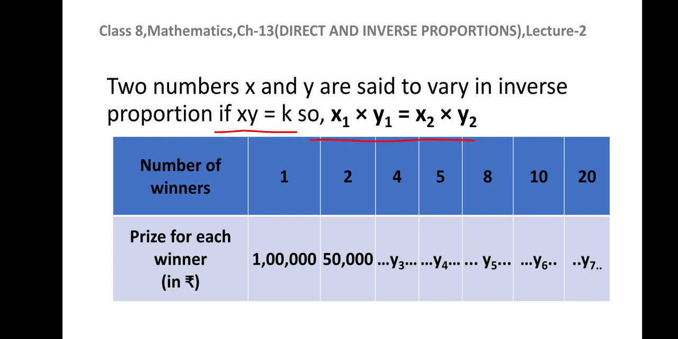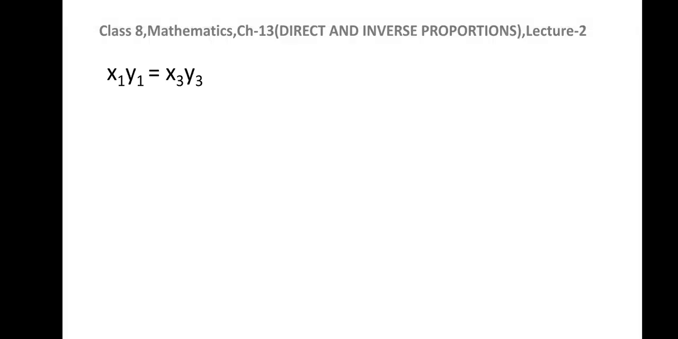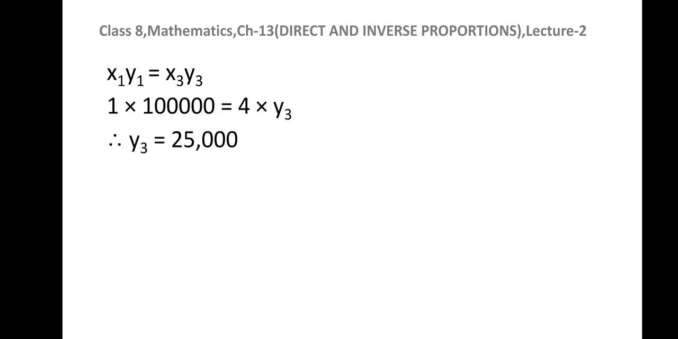So here I will be using first the case of inverse proportion. This is the table given to you, and these are the unknowns. After finding the unknowns, we will see whether this xy is constant or not. Then we will be able to find whether this is a case of inverse proportion or not. So let us take x1 y1 is equal to x3 y3. x1 is 1 and y1 is 1 lakh. So we have put the values. So after solving, you will be getting y3 as 25,000.